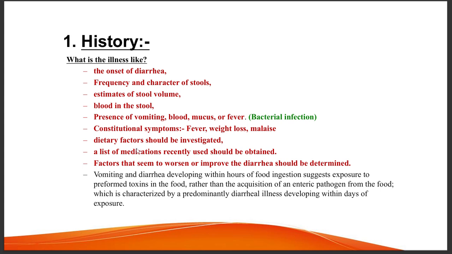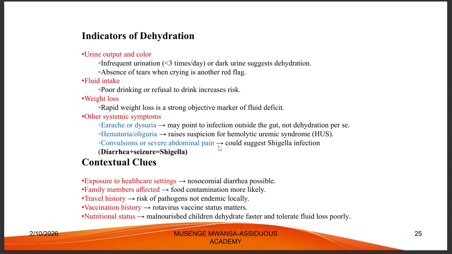And then the dietary factor should also be investigated. A list of medications that have been recently used, because some medications can actually cause diarrhea. Okay. Factors that seem to worsen or improve the diarrhea should also be determined. So vomiting and diarrhea developing within hours of food ingestion can actually mean that this person ate some toxins. Okay, someone would have taken toxins in the food.